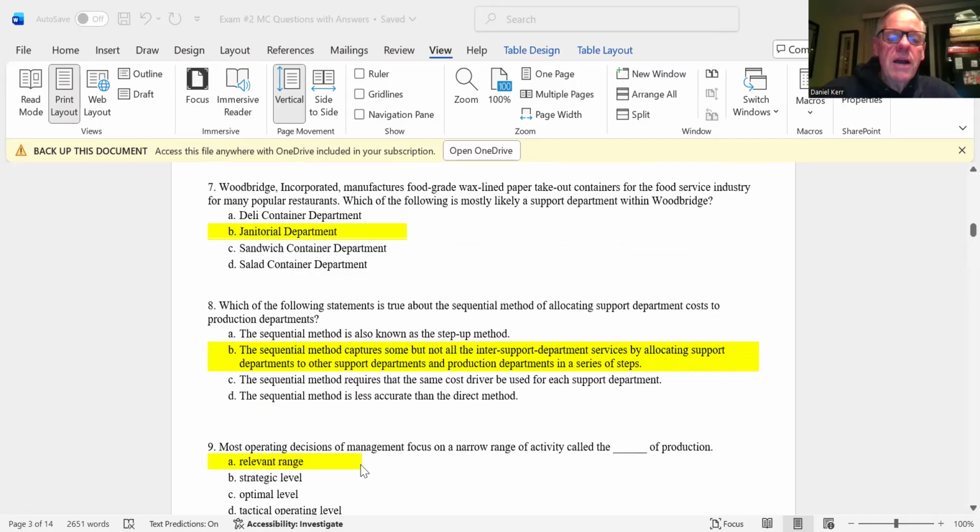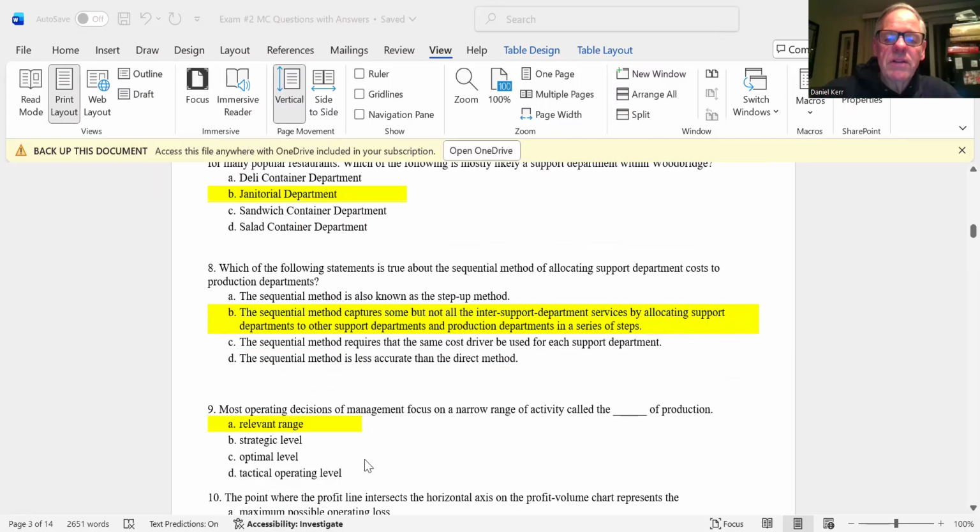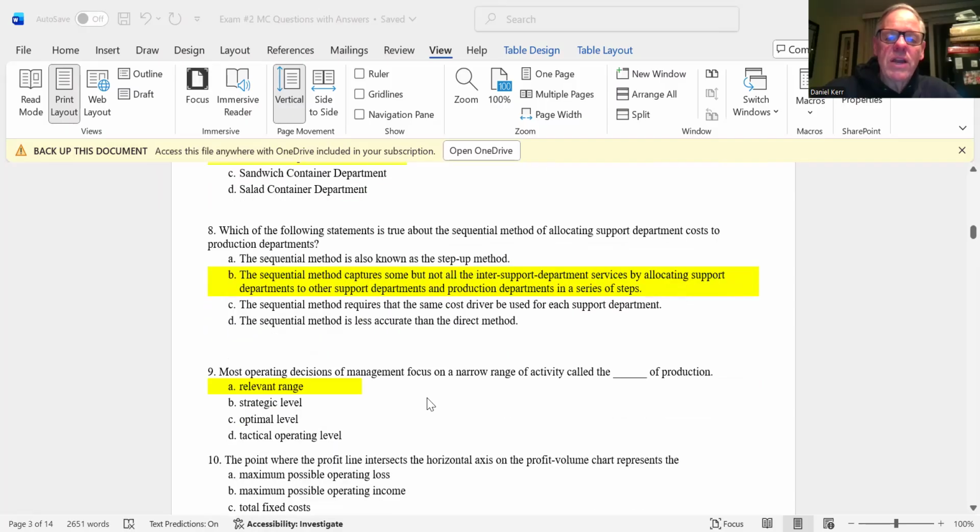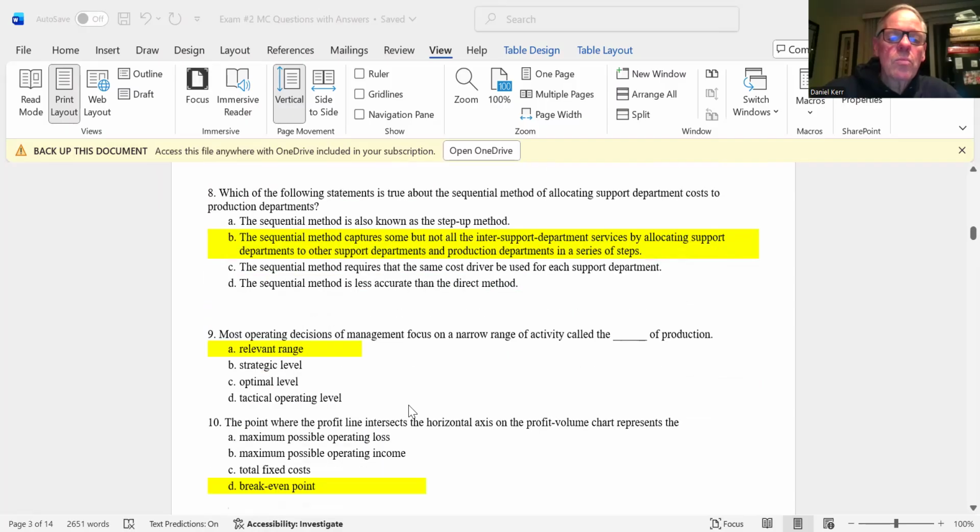9. Most operating decisions of management focus on a range of activities, and that is known as the relevant range. So if you go below or above that relevant range, then the assumptions you make about variable costs and fixed costs are no longer valid. So that range is called the relevant range.